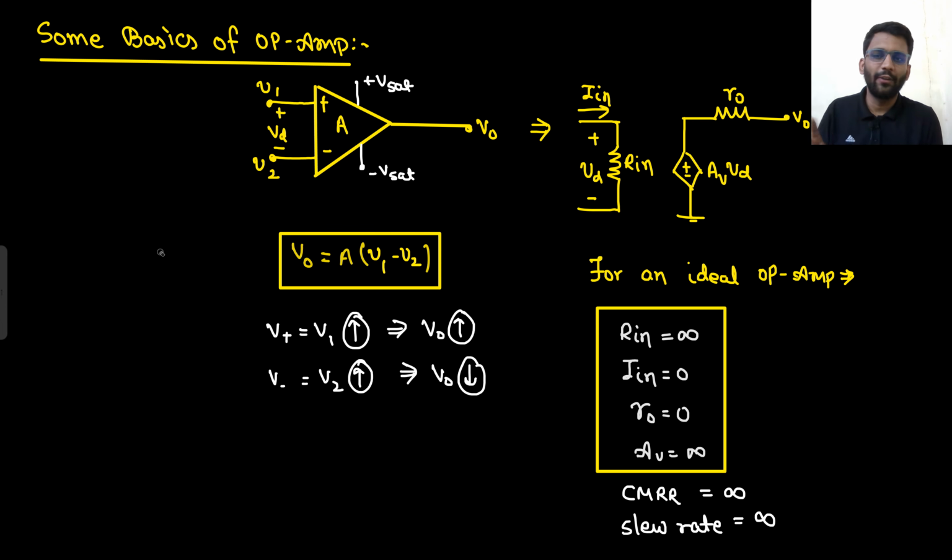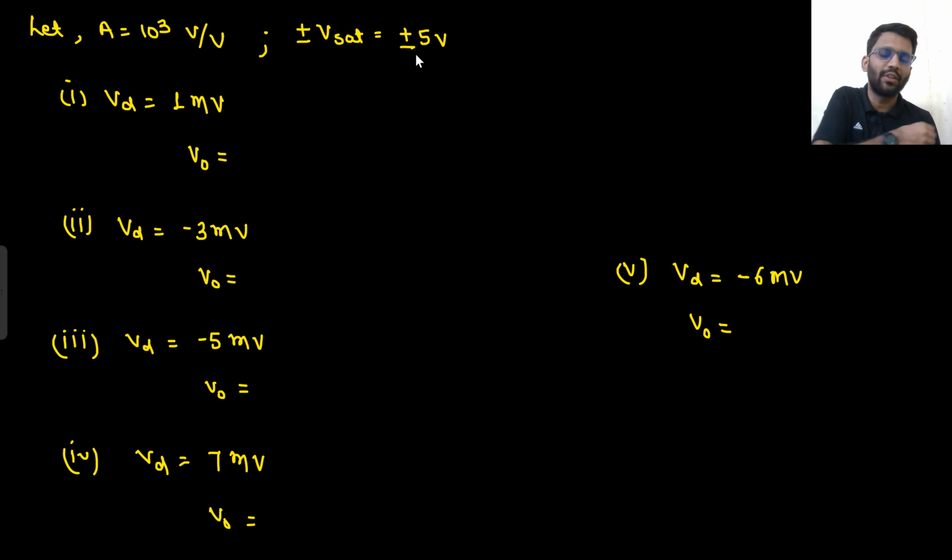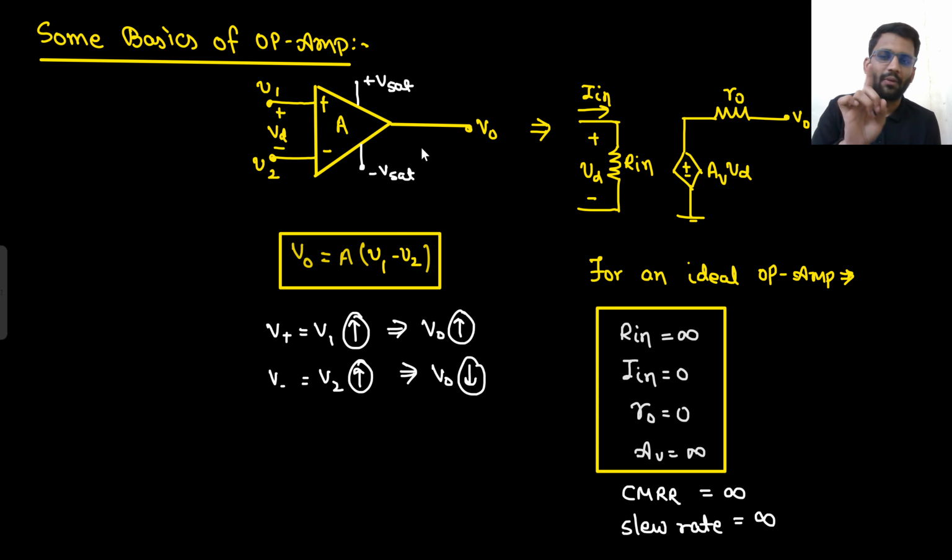So I just wanted to tell you there will be two supplies given for the MOS, plus Vsat and minus Vsat. These are the saturation voltages. It can be any value, but here we are assuming those saturation voltages to be plus minus 5 volt. Now there is one thing about the op-amp: your output can never go above saturation voltage.